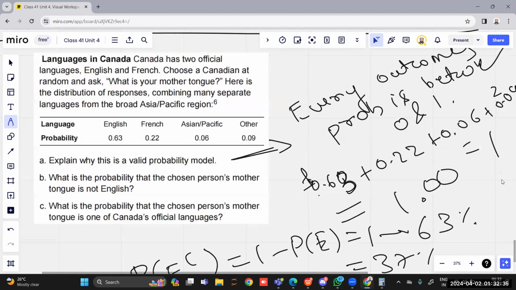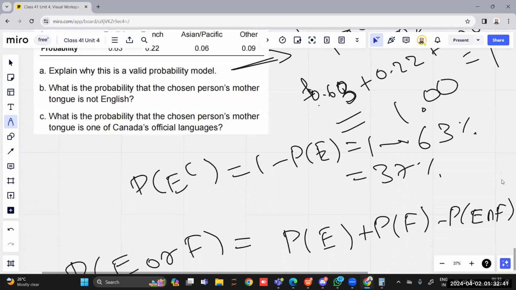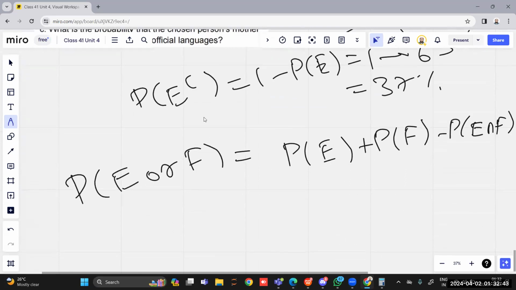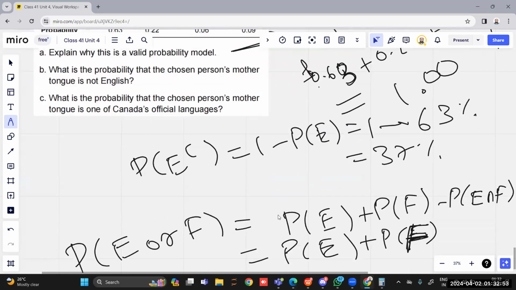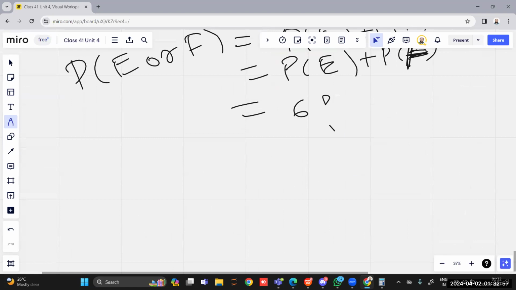So yes, and you can see that they are disjoint. So we just need to do probability of E plus probability of F. So it will be around 63 plus 22, 85. That's right. Got that right?